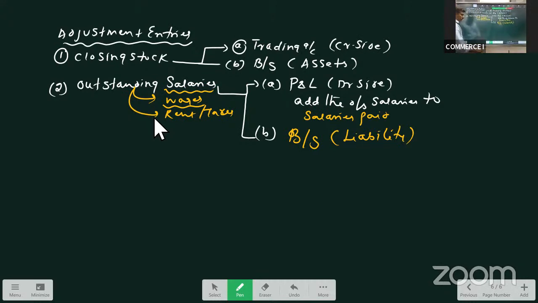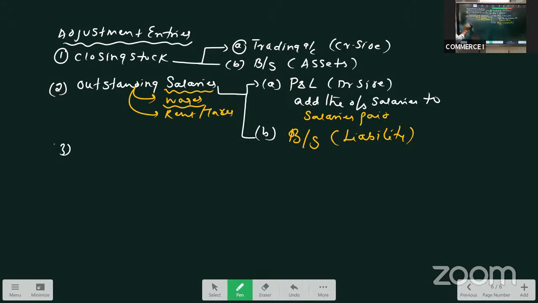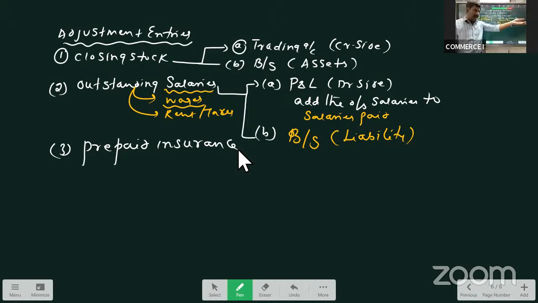Is it clear? Then the next expected one is prepaid expenses. And here, very common, we get prepaid insurance. Insurance premium paid in advance. Insurance paid in advance is an asset to us. It is an item pertaining to next year. नेक्स्ट ईयर का इंश्योरेंस अमाउंट अभी से हम भर दिए, तो अब के इंश्योरेंस में से इसको हम माइनस करेंगे.